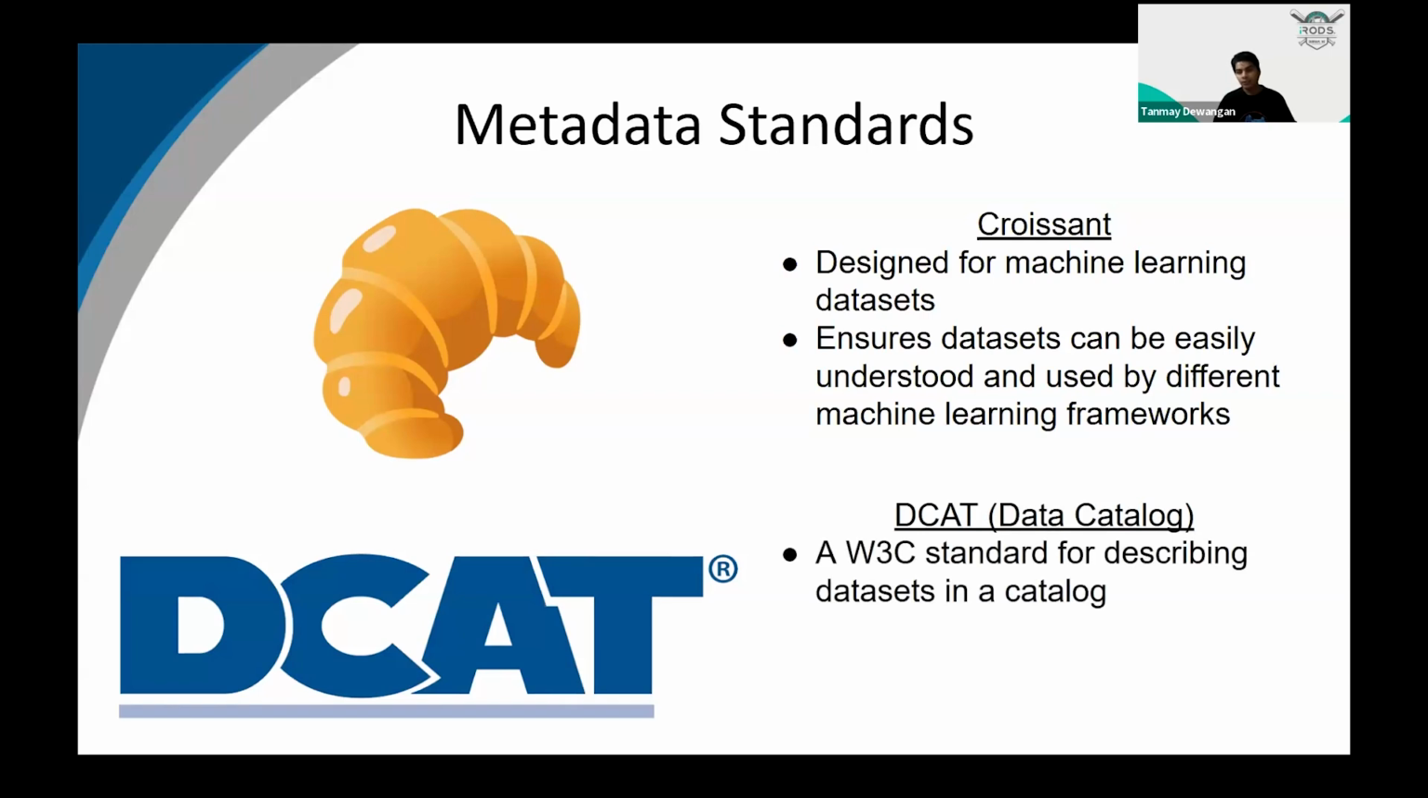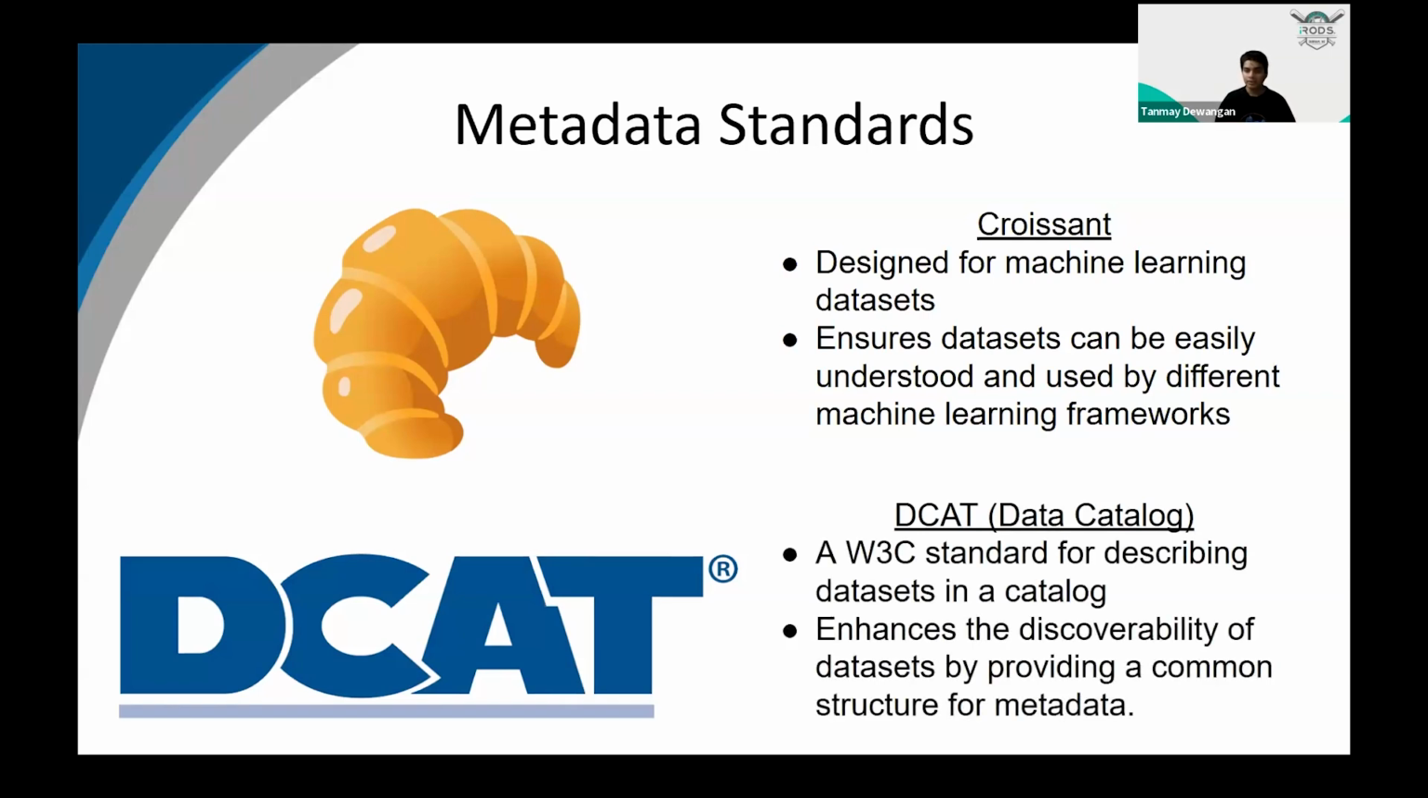And DCAT is a W3C standard for describing datasets in a catalog, and it enhances the discoverability of datasets by providing a common structure for metadata. These standards are incredibly important because many funding agencies now require open, standards compliant metadata. And also because downstream tools like data catalogs, search engines, and machine learning pipelines can automatically consume these formats.